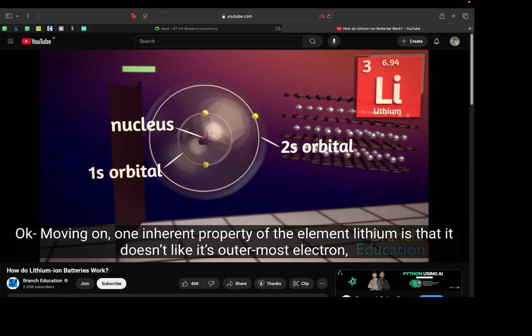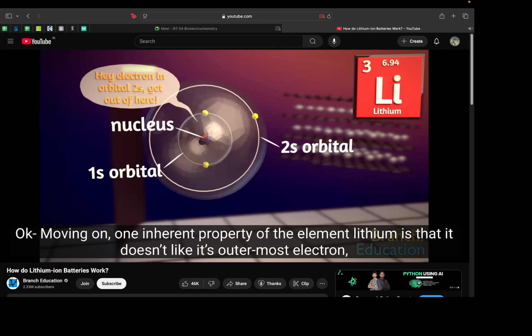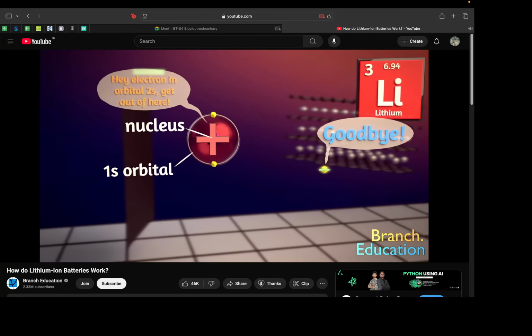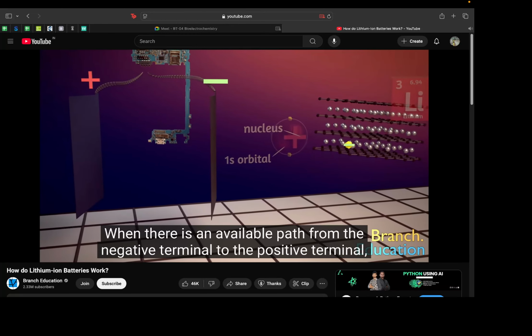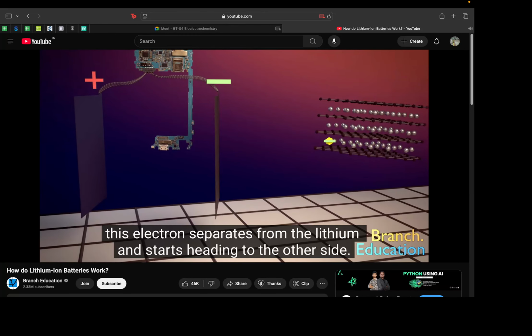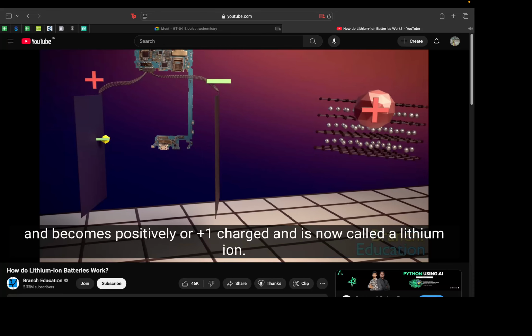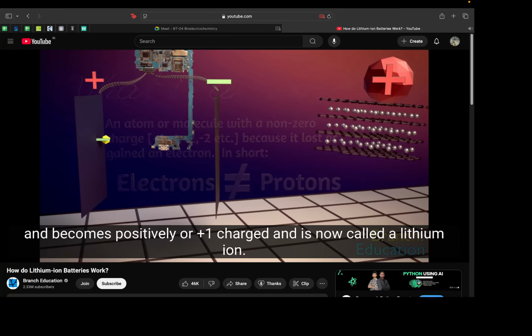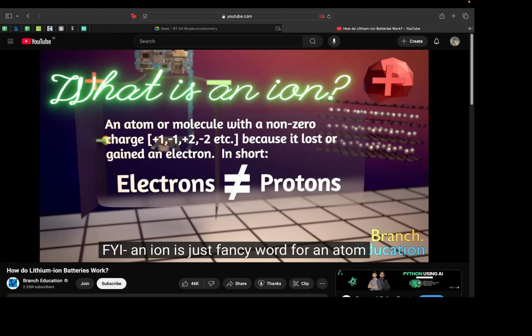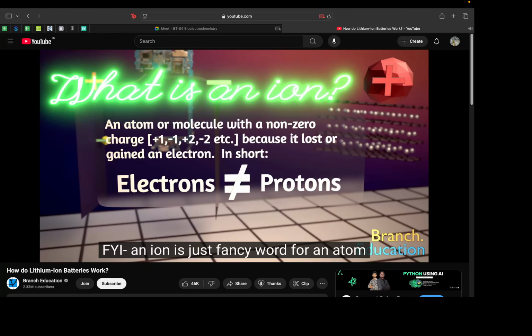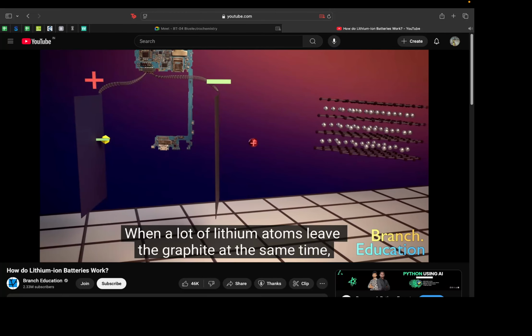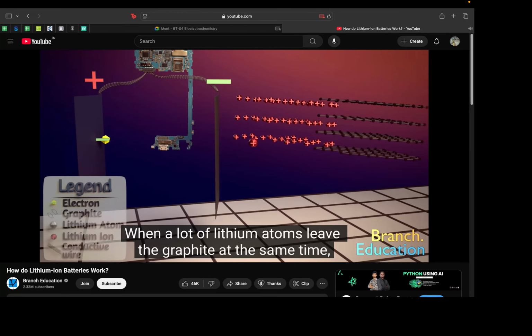Okay, moving on. One inherent property of the element lithium is that it doesn't like its outermost electron, and it wants to give it up. When there is an available path from the negative terminal to the positive terminal, this electron separates from the lithium and starts heading to the other side. At the same time, the lithium leaves the graphite and becomes positively, or +1 charged, and is now called a lithium ion. FYI, an ion is just a fancy word for an atom that has lost or gained an electron and thus is charged. When a lot of lithium atoms leave the graphite at the same time, a flow of electrons is built up.